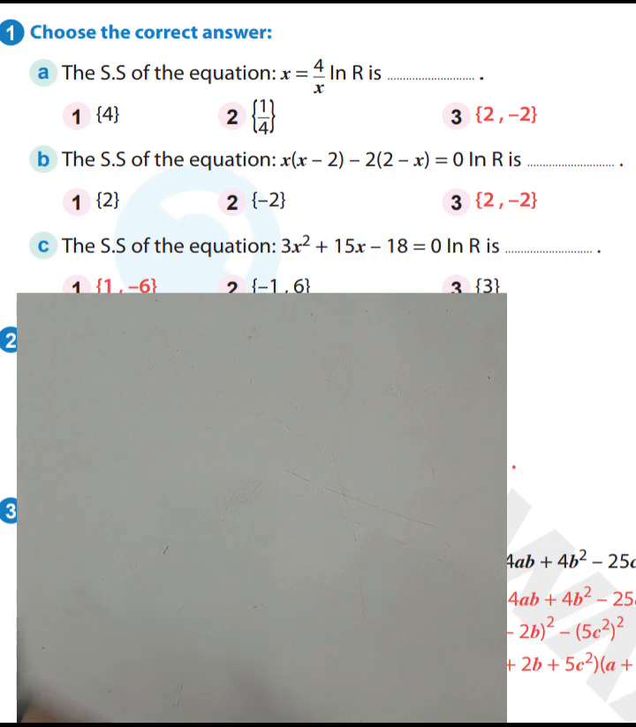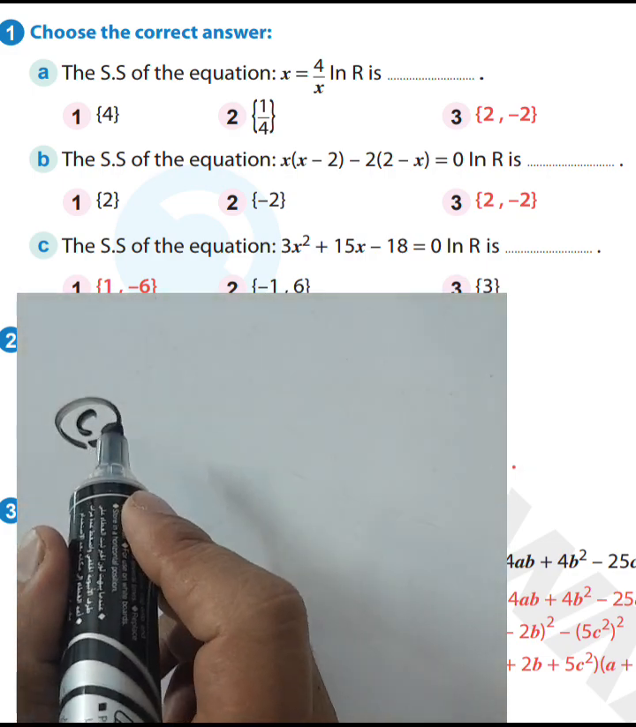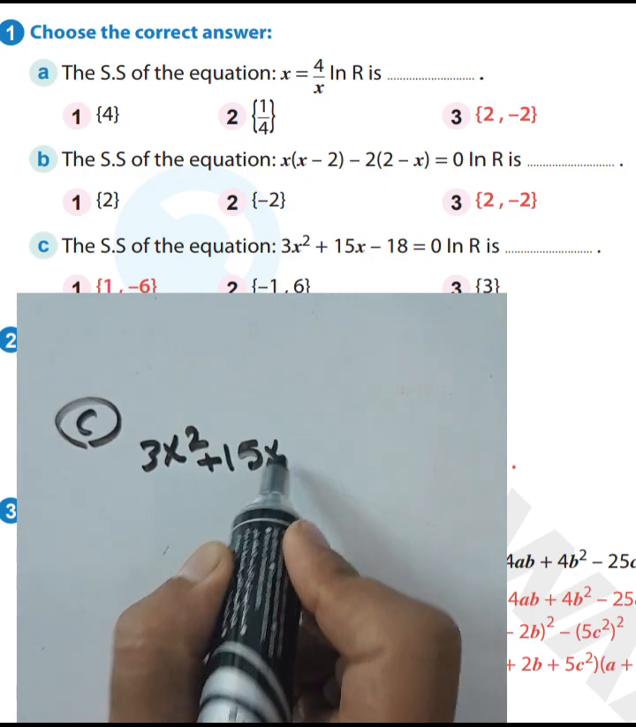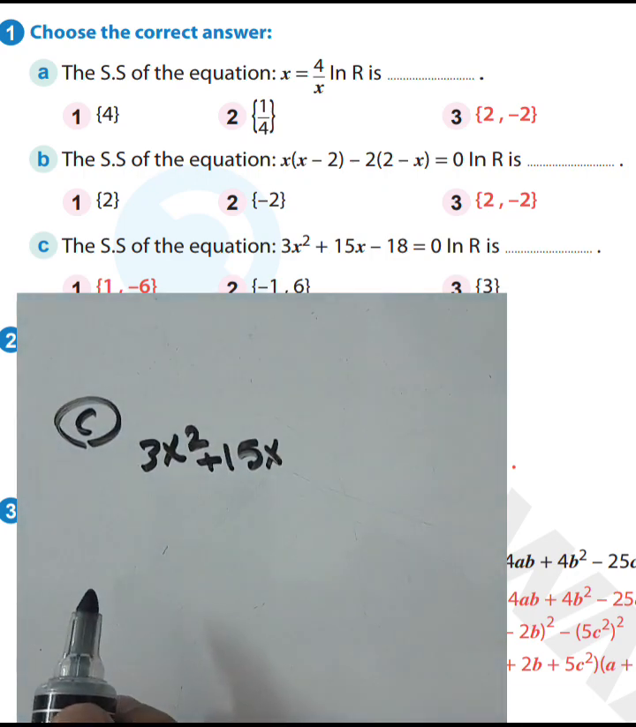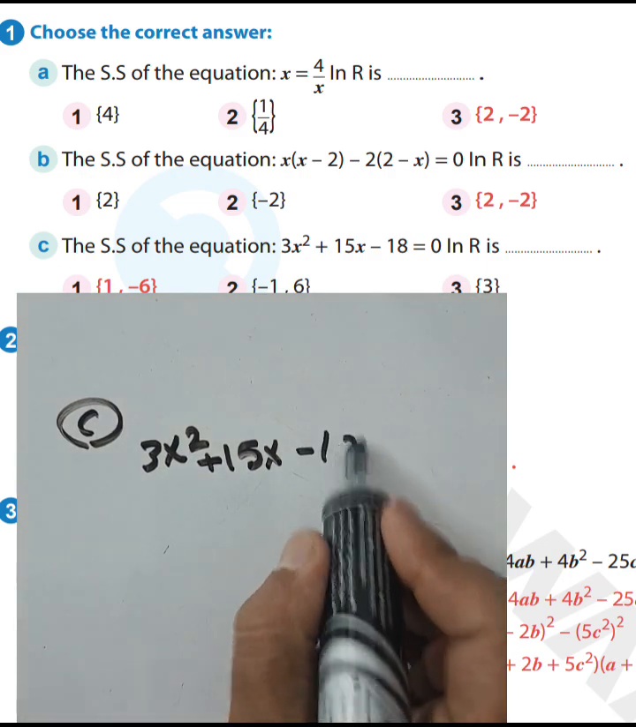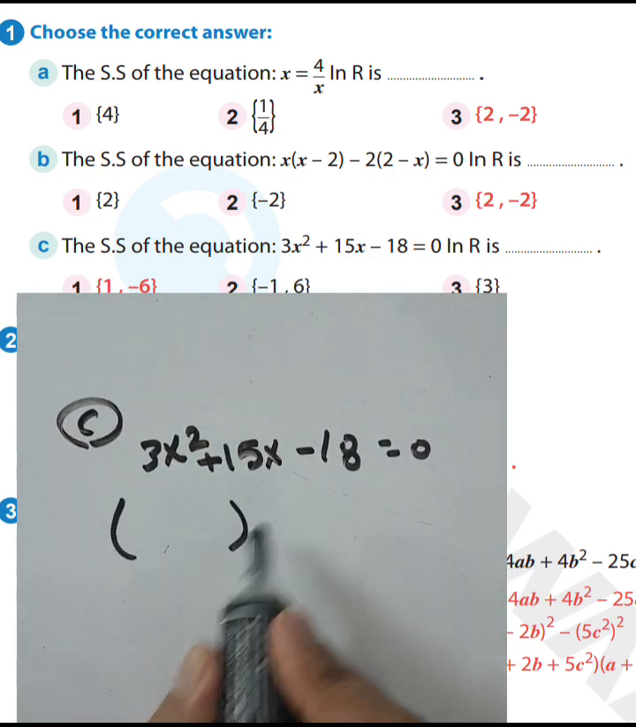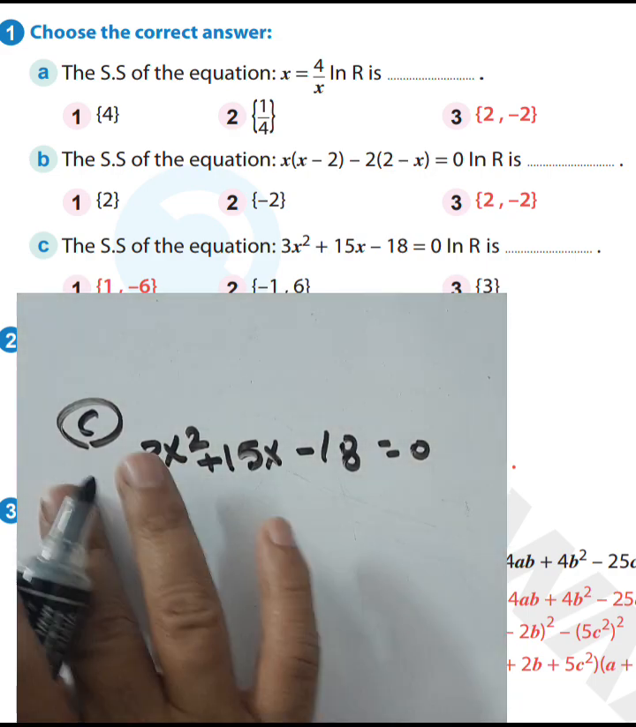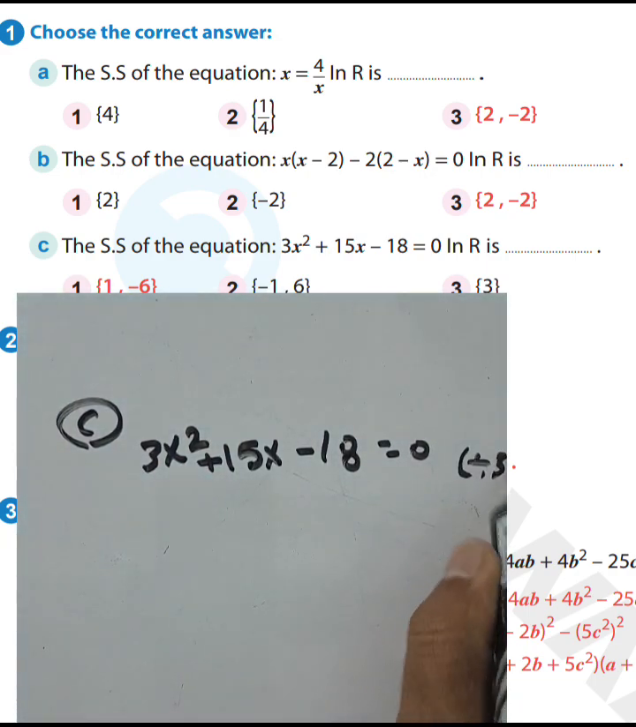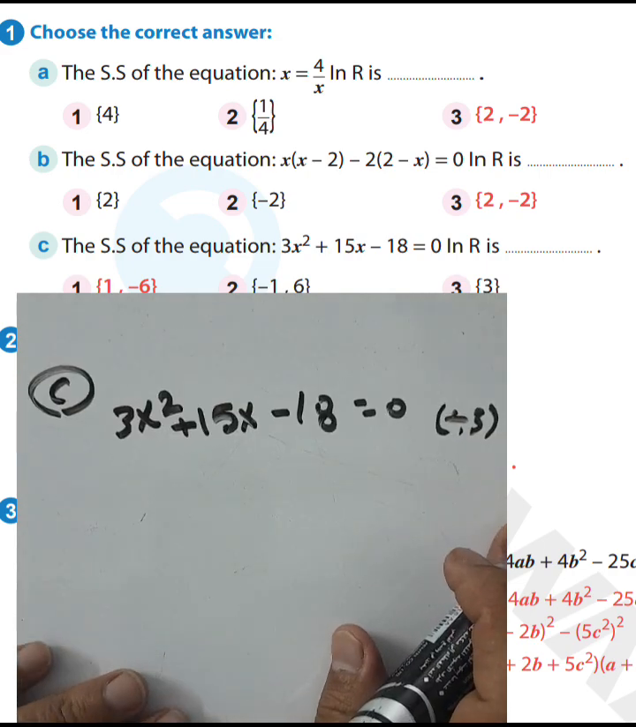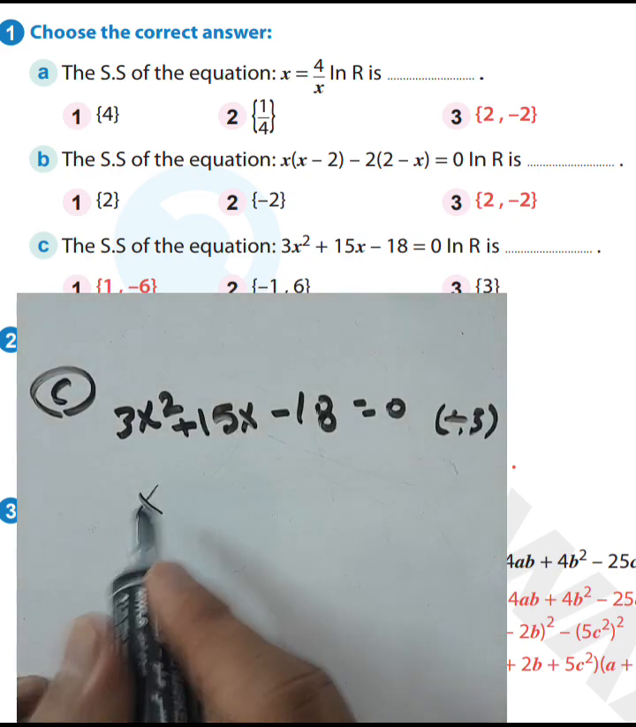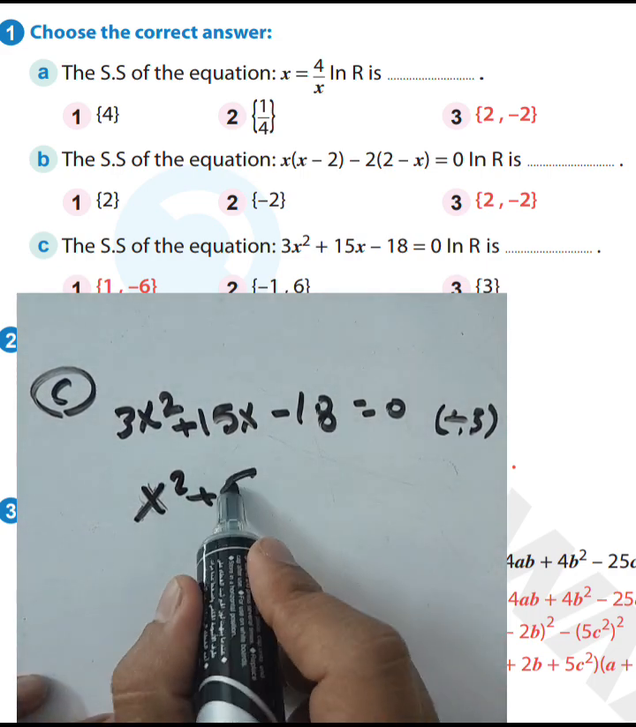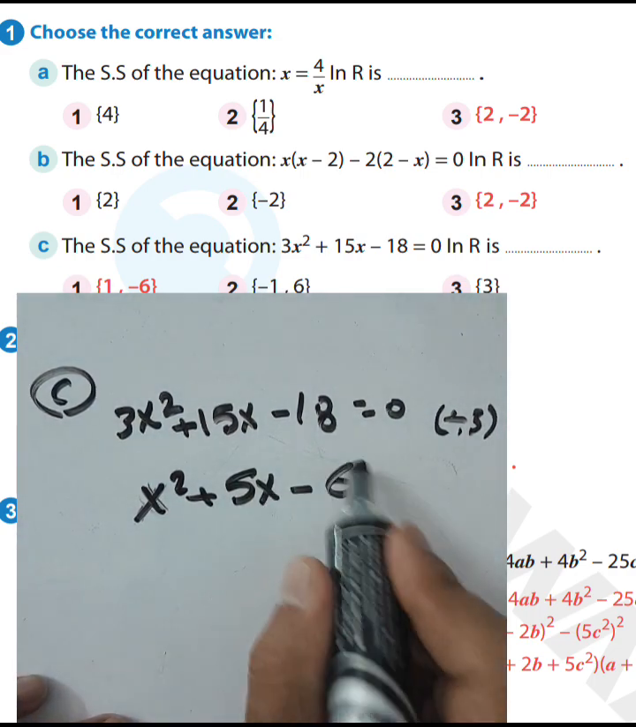Question letter C. The solution set of the equation 3x power 2 plus 15x minus 18. We can factorize this expression by, as the first step, dividing all terms by 3. 3x power 2 divided by 3 is x power 2. 15 divided by 3 equals 5, so 5x. 18 divided by 3 equals 6, equals 0.